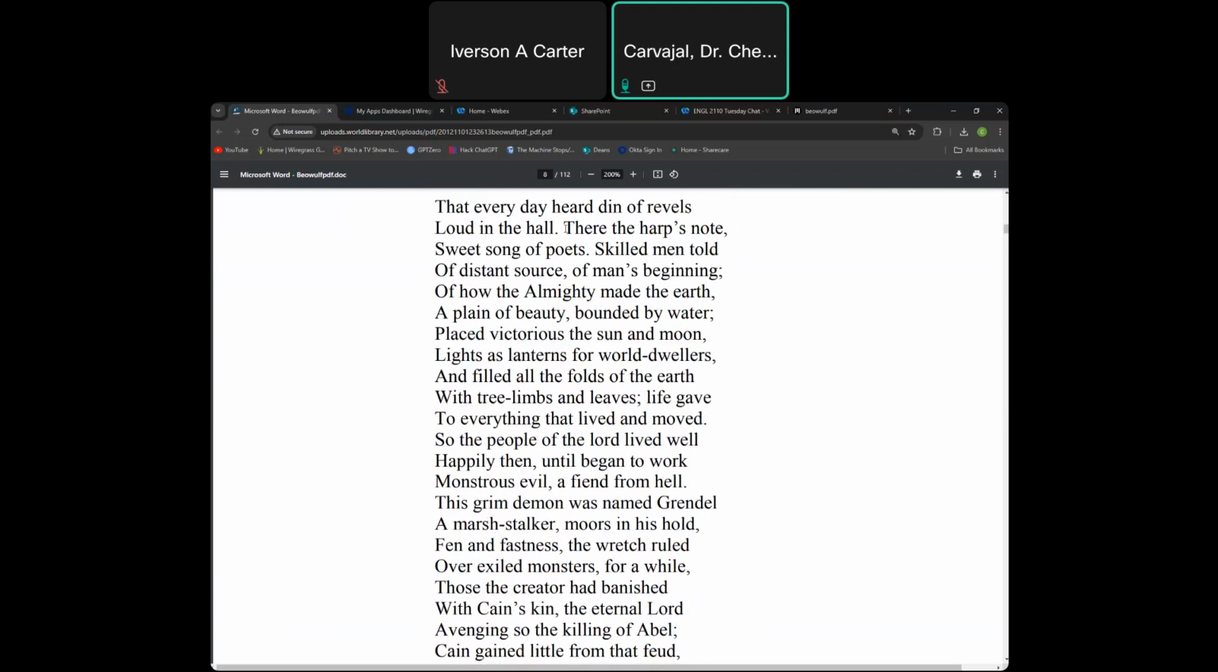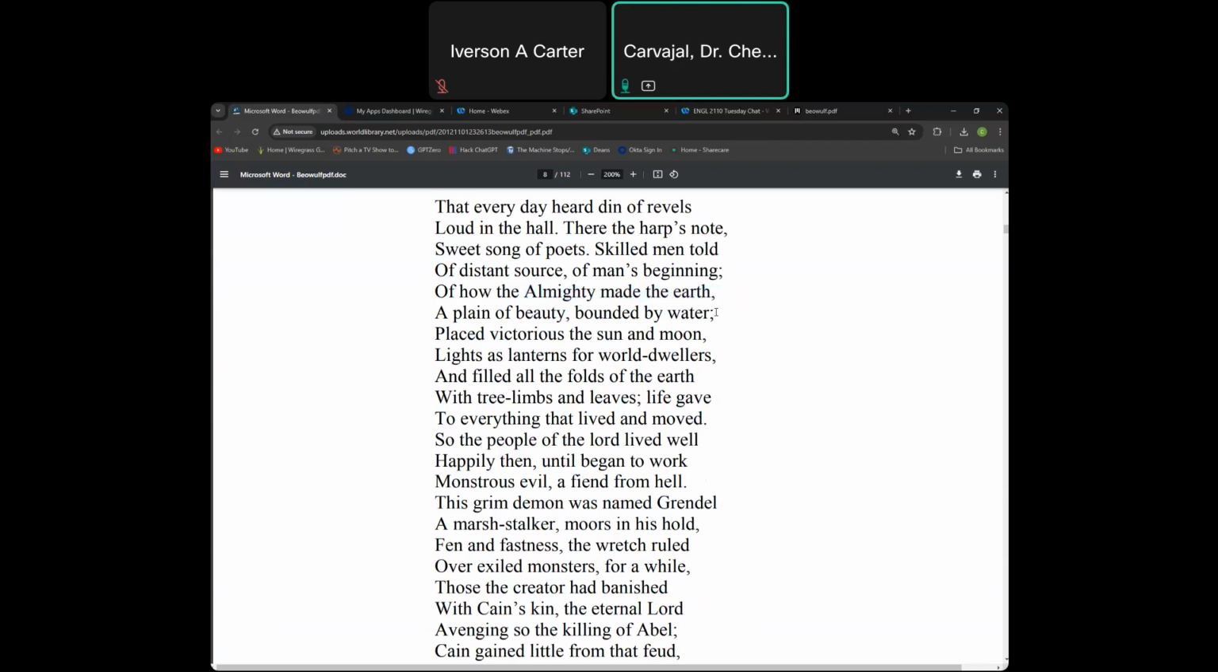He could hear the harp's note and the song of poets. So they're all telling stories, and in fact, they're telling stories about God making the earth. They're telling Bible stories, which is unlikely for the early Germanic tribes because they were pagan. But later on, of course, these are scribes. So the scribes are like, what would wake Grendel up? Well, if they're telling all these Christian stories about God, that would wake up Grendel.